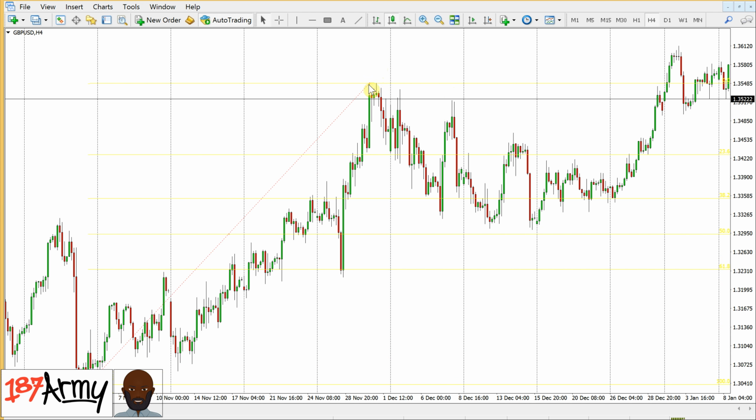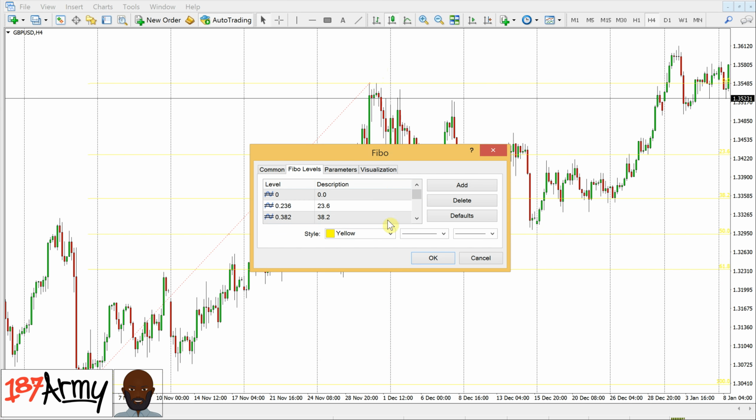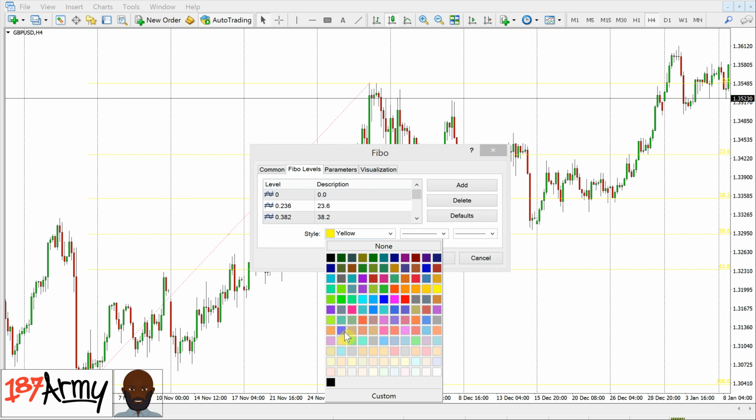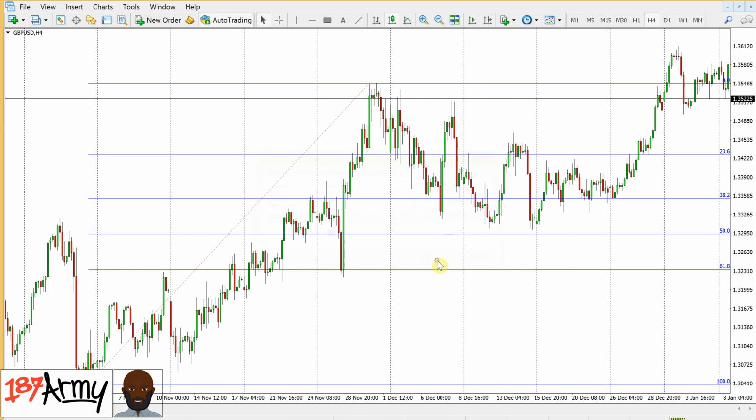So you double click, right click, Fibonacci properties, you can change to any color, but it's best to have a color that you can see. Press OK. So now you can see the blue lines.